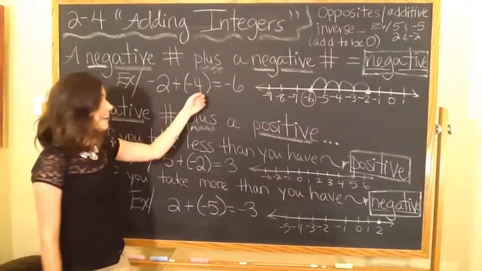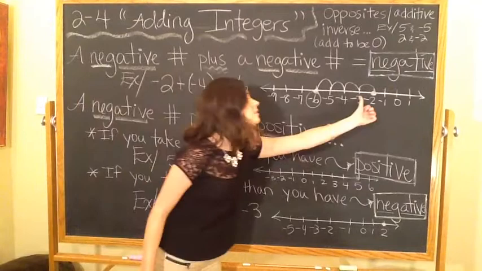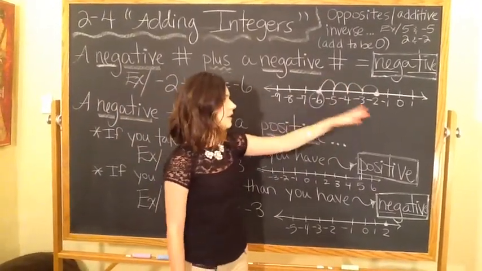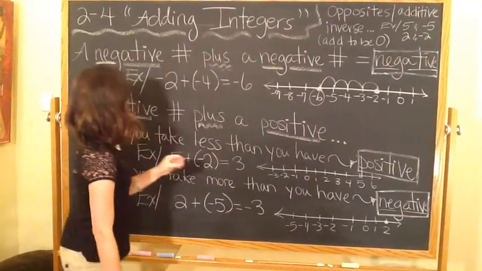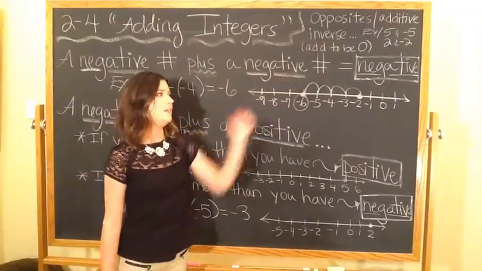Because if I'm adding a negative number, it's the same as subtracting a number, so I need to move to the left of the number line. So I'm moving 4 spaces to the left of negative 2, and I will end on negative 6. Okay, so if you're adding a negative plus a negative, your answer is going to be negative.